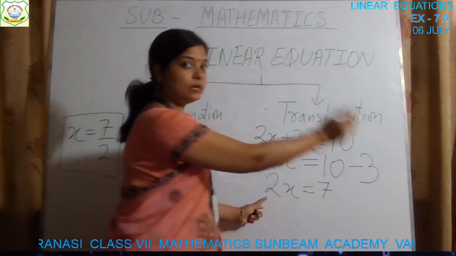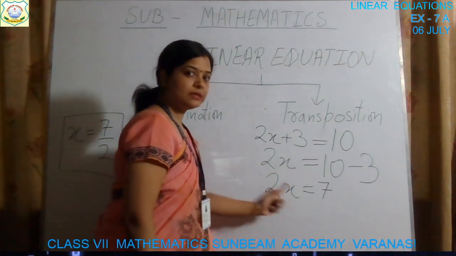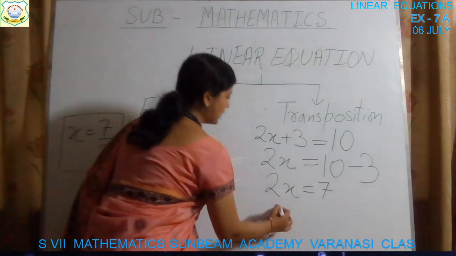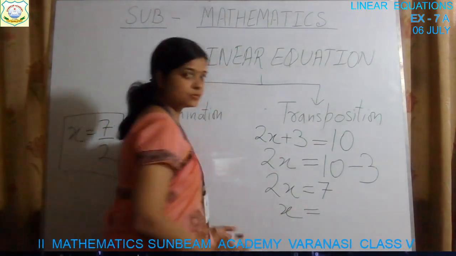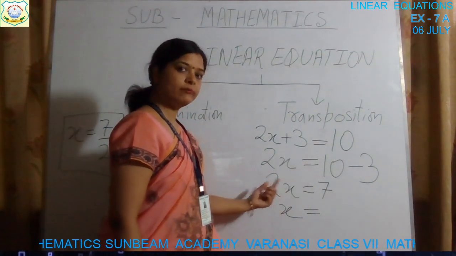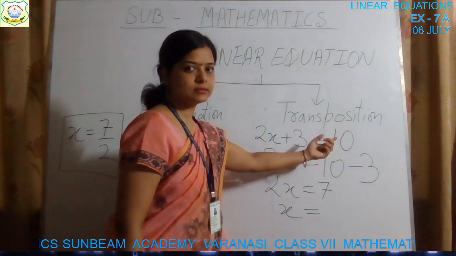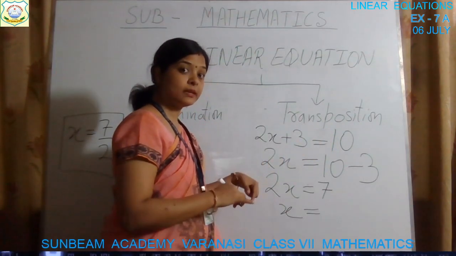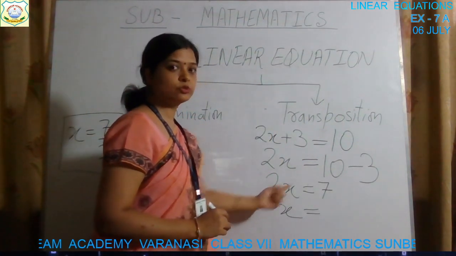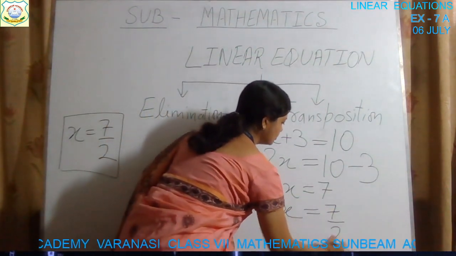It will be shifted to the other side, to RHS, then the multiplication will be converted into division. Or you can also learn it this way: the numerator will be shifted to the denominator. And the best way is that if you shift the positive sign to the other side, it will become minus. If it was minus, then it will become plus if it goes to the other side. In the same way, multiply will go for division. So x is equal to 7 by 2.